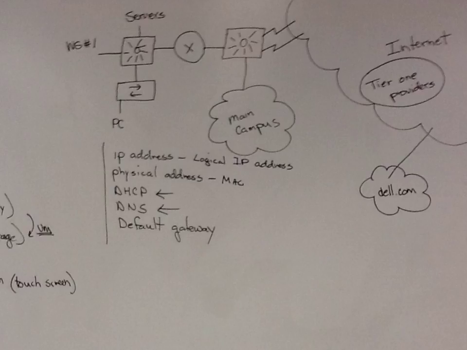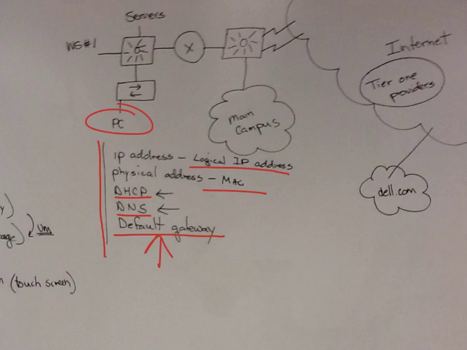Then we took a look at these items. The students found their logical IP. They should be able to find their MAC. And then the students defined DNS, DHCP. We talked a little bit briefly about the default gateway. We'll talk more about that later on.